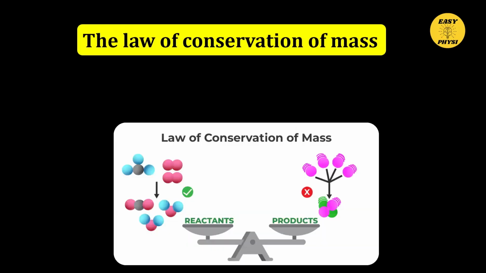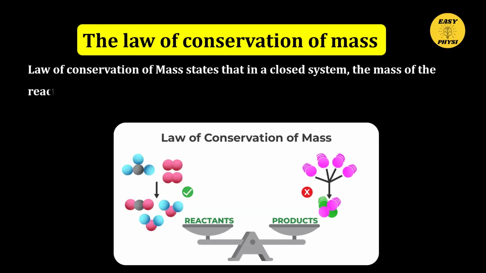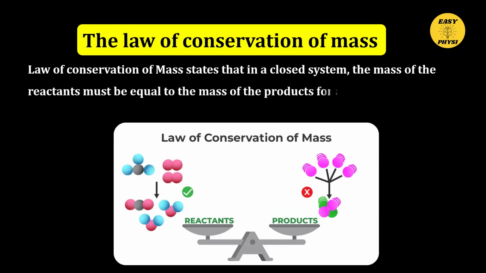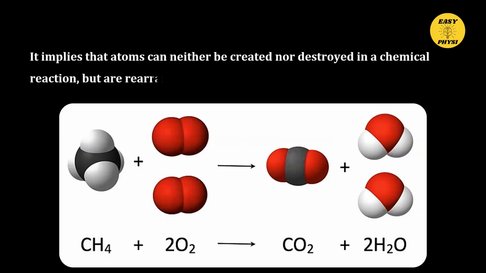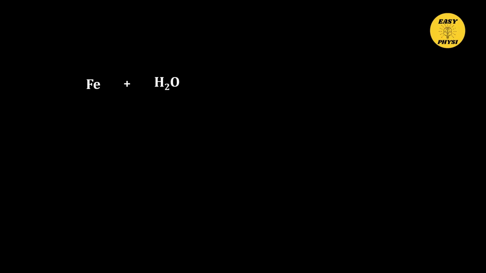Balancing a chemical equation. The law of conservation of mass. The law of conservation of mass states that in a closed system, the mass of the reactants must be equal to the mass of the products for any given chemical reaction. It implies that atoms can neither be created nor destroyed in a chemical reaction, but are rearranged to form different substances. Fe plus H2O gives Fe3O4 plus H2.